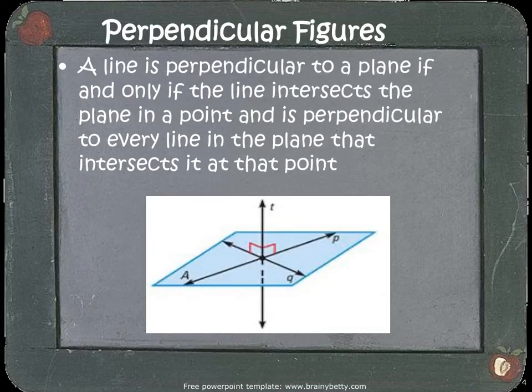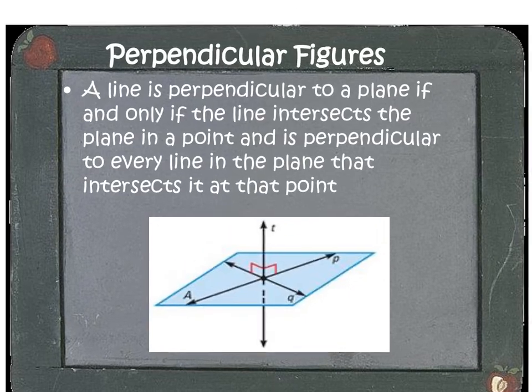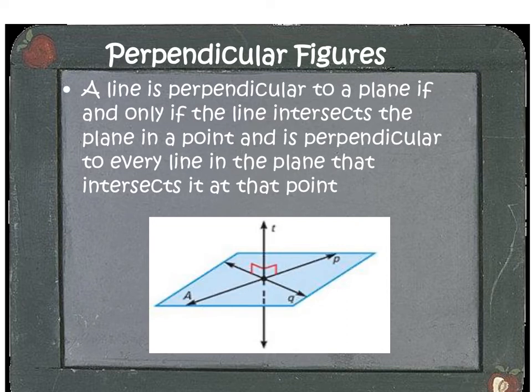Let's try the next one. Perpendicular figures. Okay, notice this is a biconditional. Notice the words in here, if and only if. So a line is perpendicular to a plane if and only if the line intersects the plane in a point and is perpendicular to every line in the plane that intersects it at that point. So notice here is the line going through. And notice these little red marks indicating that it's perpendicular. And any line that's going to go through that is also going to be perpendicular.